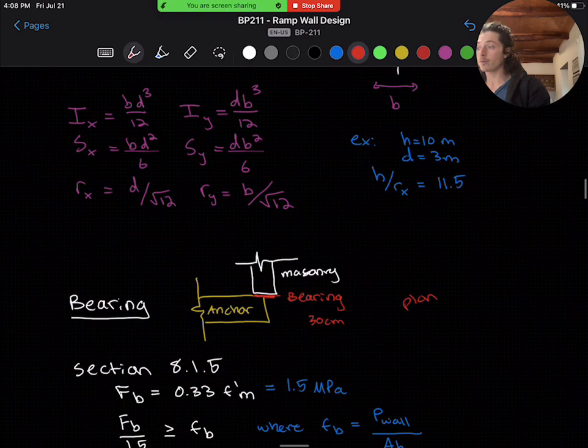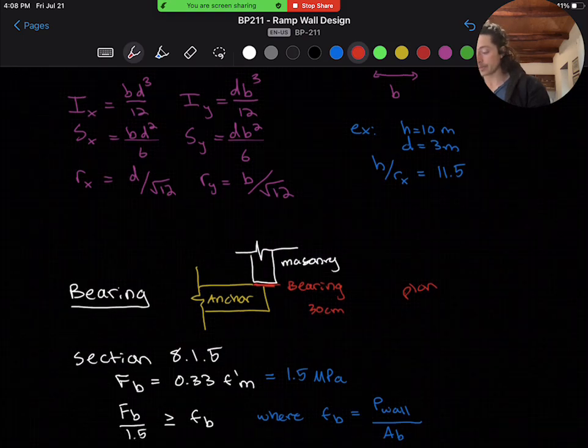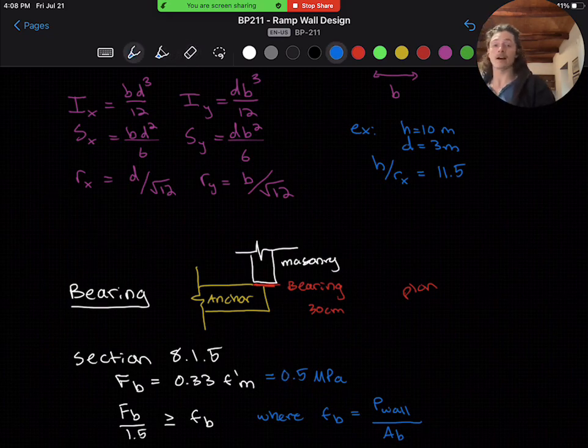So section 8.1.5 of ACI 530 gives us the simple ultimatum that the allowable bearing stress F_b shall not exceed 0.33 F'm, which is going to be equal to, not 1.5, but 0.5 megapascals, if I were taking our F'm as 1.5. And this should be computed over A_br, which is the bearing area.